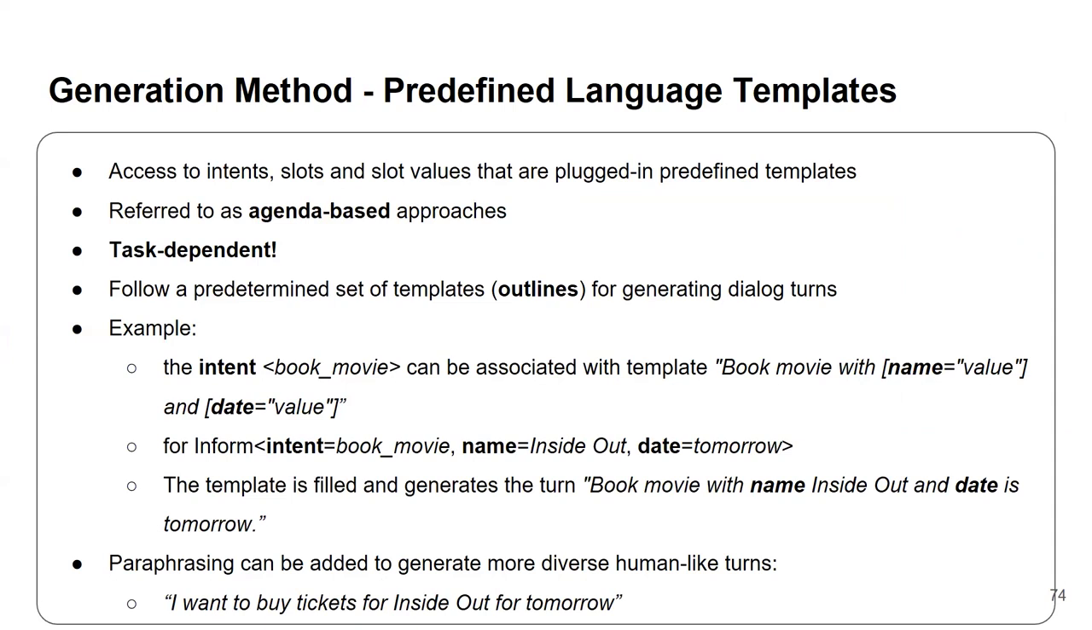Right, for generation methods, for the first three, we have input. We have three main methods of generating dialogue data.